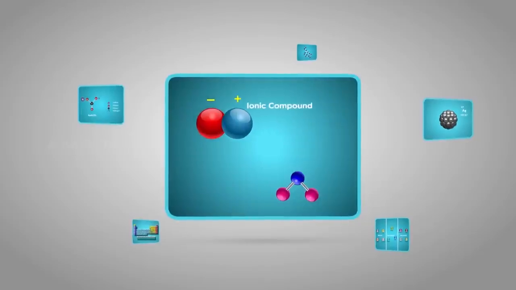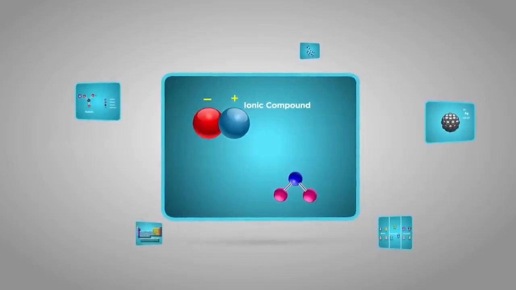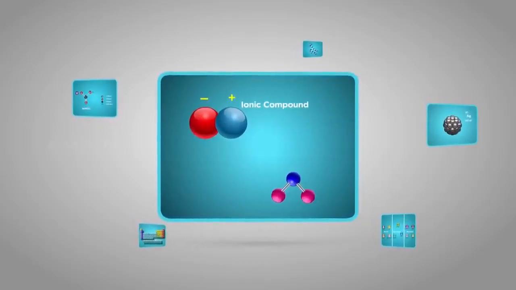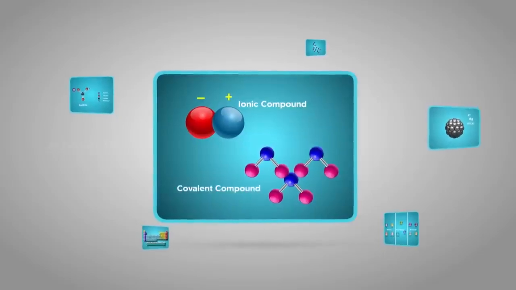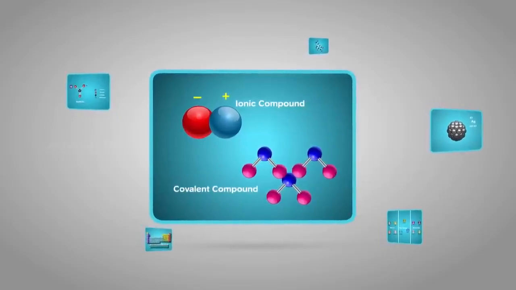Ionic compounds are formed by the electrostatic force of attraction between oppositely charged ions, and covalent compounds are formed by the sharing of electrons between atoms.